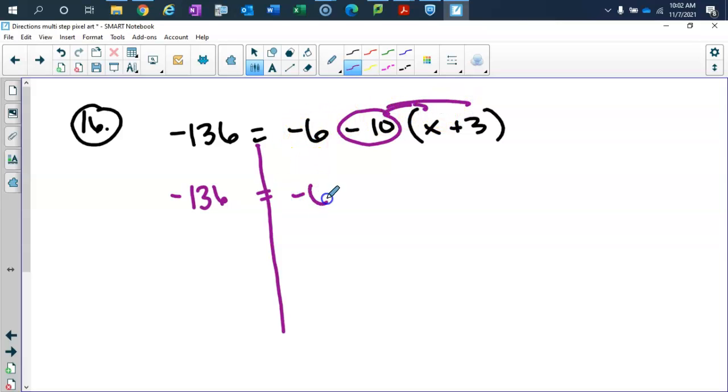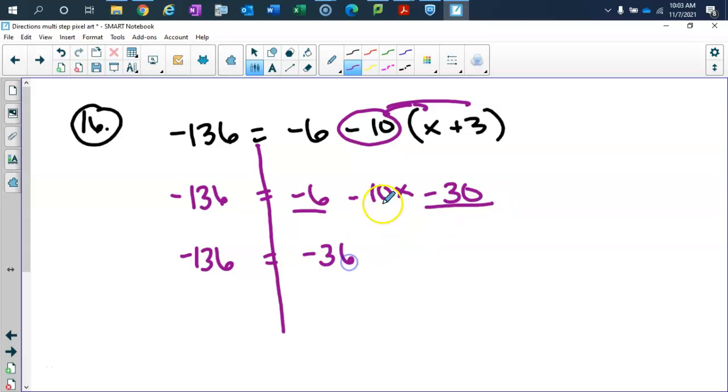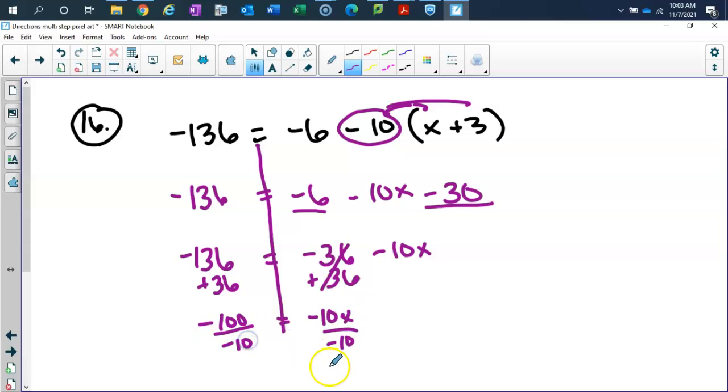So I'm going to bring down this negative 6. Negative 10 times x is negative 10x. Negative 10 times positive 3 is negative 30. So minus 30. Now on this side, I still need to combine like terms. Negative 6 minus 30 is negative 36. Bring down the minus 10x. Now we solve by adding 36 to both sides. So we have negative 100 equals negative 10x. Last step, divide both sides by negative 10, and we end up with x is 10.